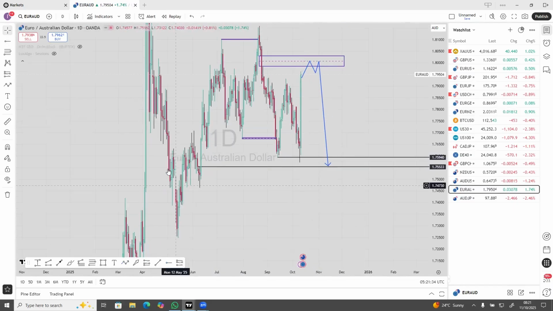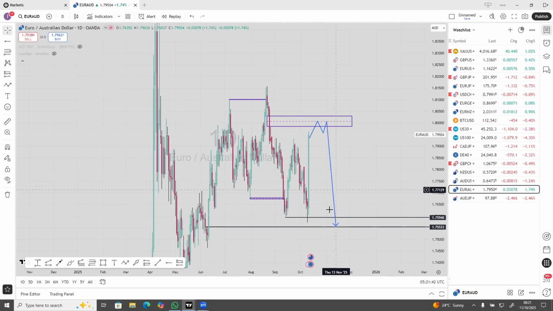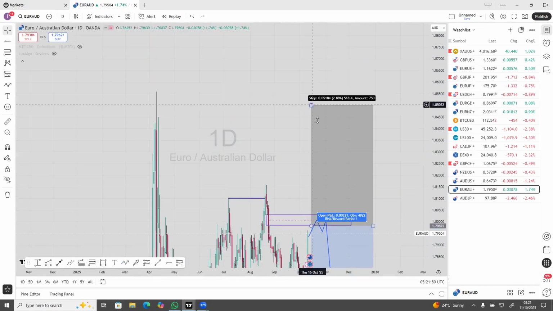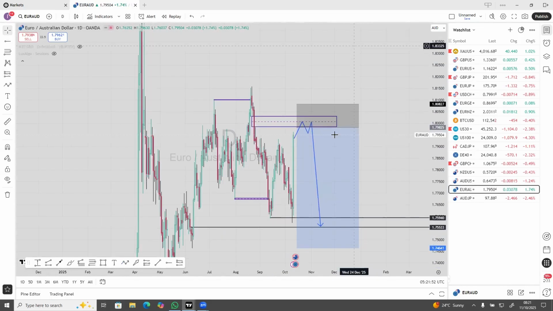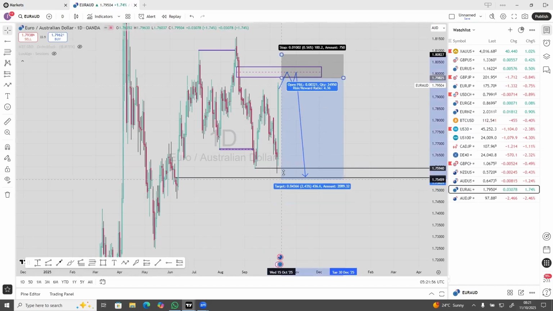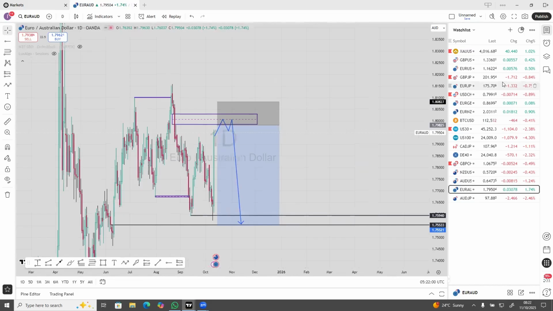You can see there is unmitigated demand, which contains a lot of liquidity. So we'll target that point next week on Euro Audi. So that is it on Euro Audi. You're supposed to be patient, wait for confirmation, execute, hold it. It is very good.